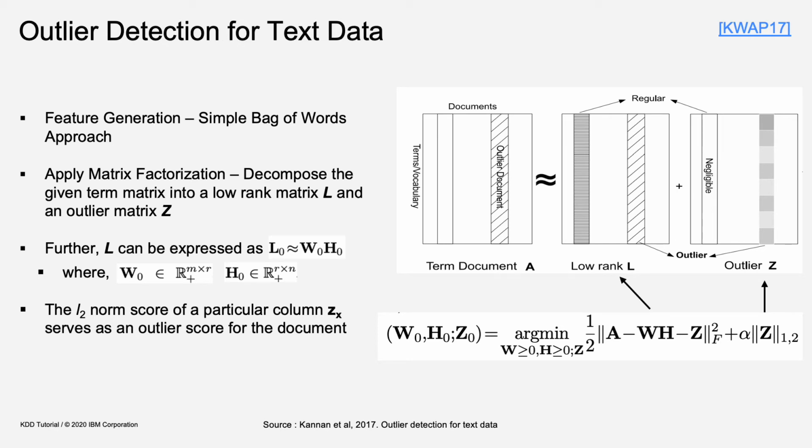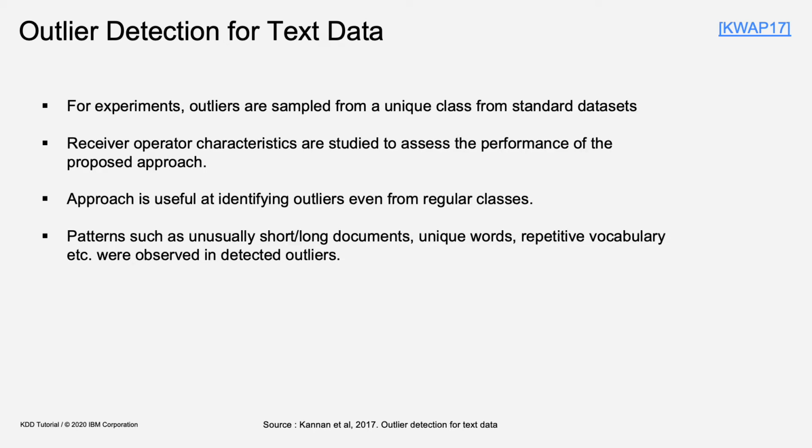Each entry in the Z matrix corresponds to a term in a document. The aggregate outlier behavior of the document x is computed as the L2 norm of the column Z of x. For testing the results of the proposed approach, the authors consider standard datasets and sample outliers from a unique class while preserving the other classes as regular classes.